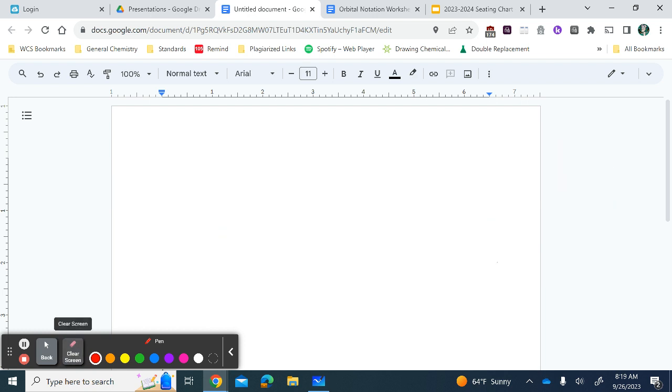The last example I want to work through is carbon dioxide, or CO2. So carbon has a total of 4 valence electrons, we know this, and oxygen has a total of 6 valence electrons.